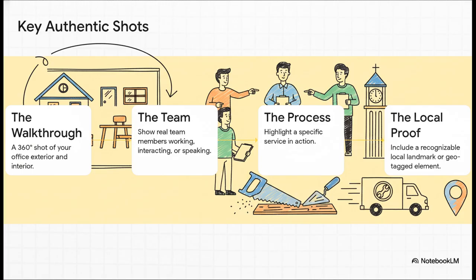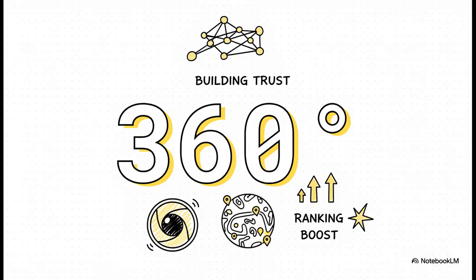And finally, that local proof. Show your truck near a local landmark or something that just screams, hey, we're right here in your community. Now, I really want to pause on this one for a second. This source document calls 360-degree video critical for building trust on your Google business profile. Why? Because it gives customers a real immersive look at your operation. And Google Maps absolutely loves it, which can give you a pretty big boost in local rankings.